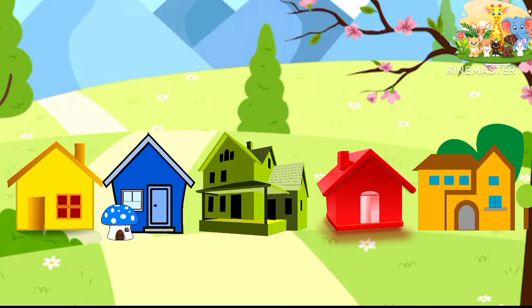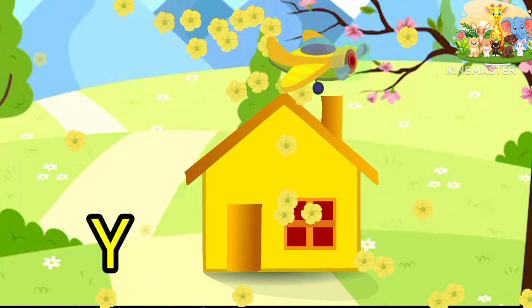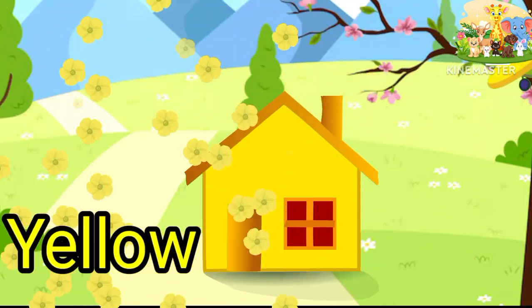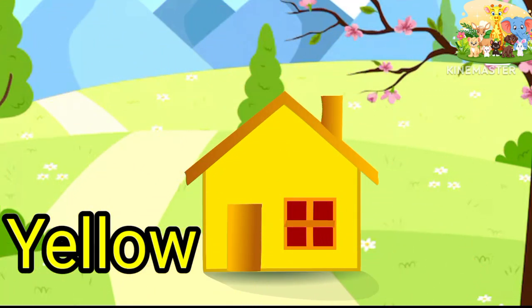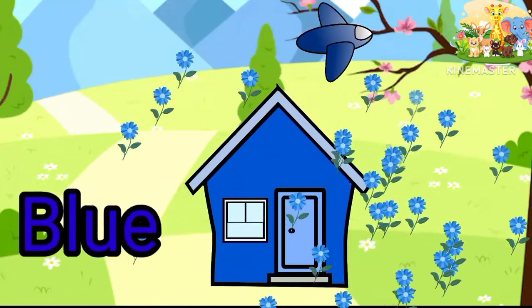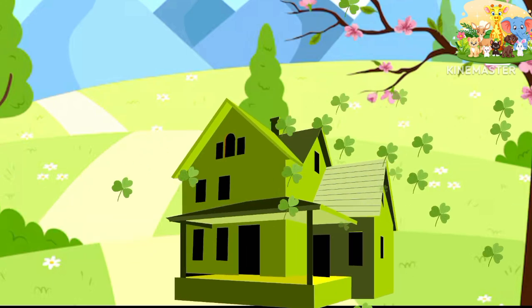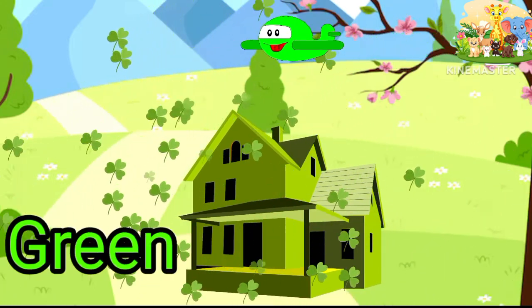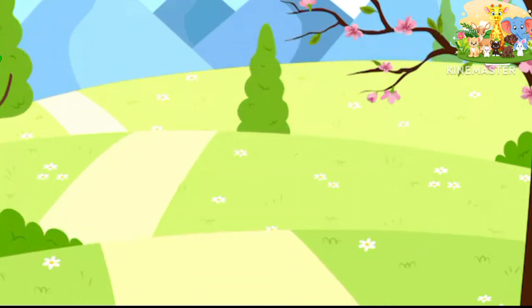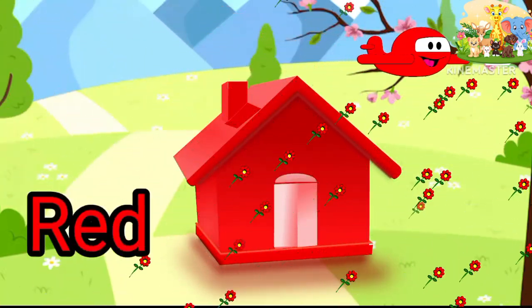Let's learn the color names. Yellow. Blue. Green. Red.